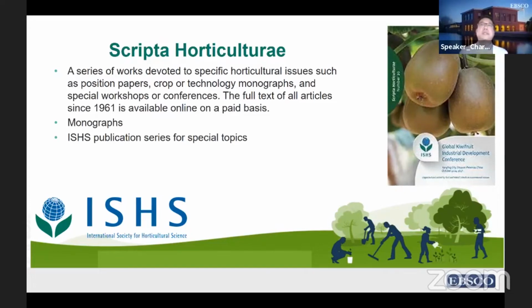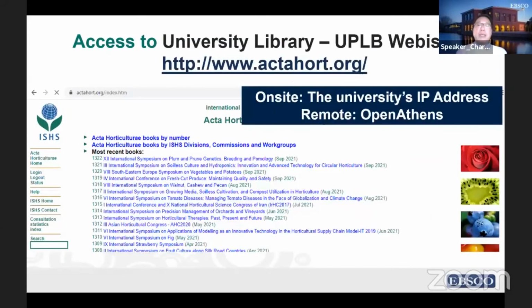So next one is I'm just gonna show you how to access this Acta Horticulturae for your library patrons, whether it be within the IP address or within the institution or remotely. Okay. So basically there are three ways to access this particular journal. First one is simply go directly to the website of the publisher, or you can go through your library's website in the online resources. Okay, I'm gonna show you later how.